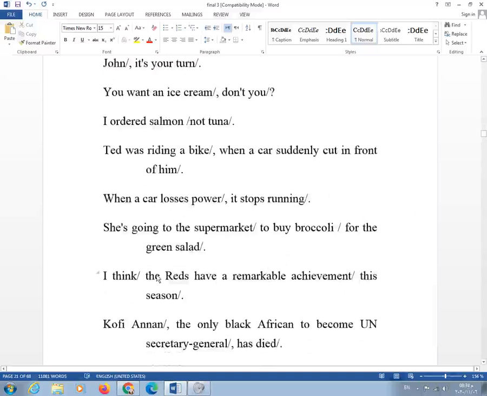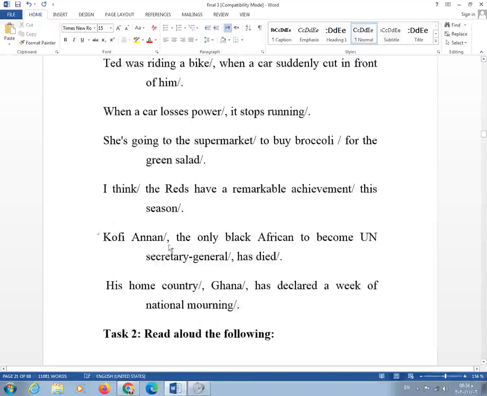I think the Reds have a remarkable achievement this season. Okay. I think the Reds have a remarkable achievement this season. Rising and falling. Kofi Annan, the only black African to become UN Secretary General, has died.